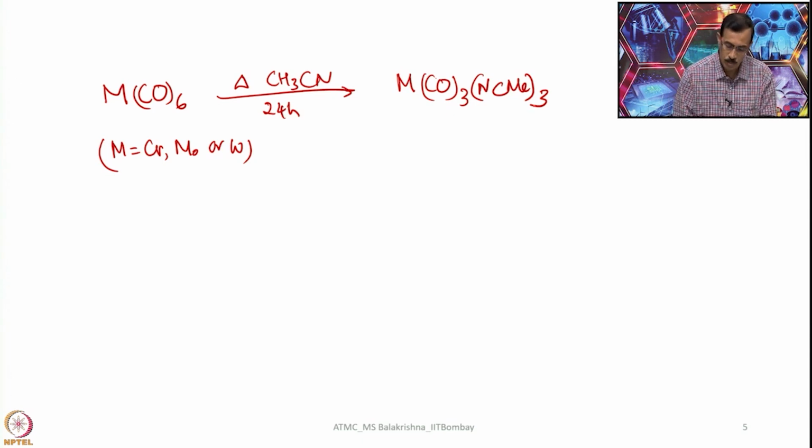So, one can make this one. For example, if you take this and reflux with toluene or something, it can eliminate all the acetonitriles to form an eta 6 arene M(CO)3 compound. In that context, this is a very useful compound.